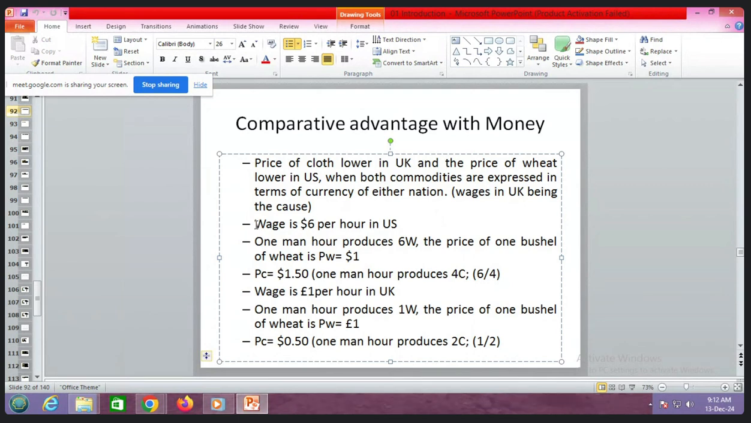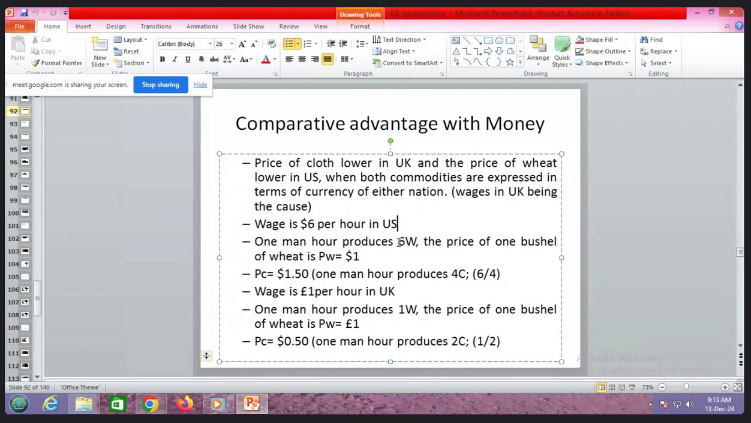So we are taking the value of the commodity as the expense that the factory or that the economy makes on labor. So here we are saying that US is a costly economy in terms of labor. The labor cost is very high. It pays somewhere around $6 per hour for the work.